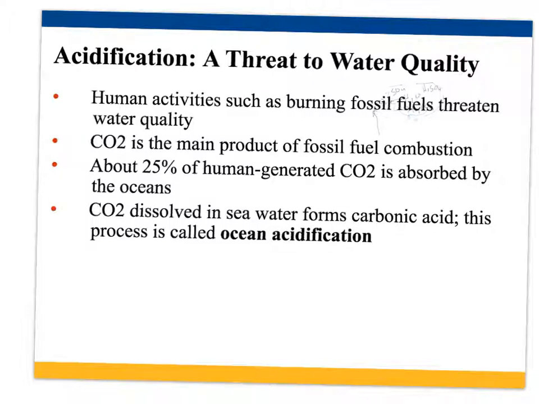Okay? So CO2 dissolved in seawater forms carbonic acid. This process is called ocean acidification. So we still have to work to regulate the pH. Coral reefs are made up of calcium carbonate. That's what the coral is. Bicarbonate is a buffer. More acid in the water, that calcium carbonate comes off, and you get bleaching of the reefs. All right? Causes problems.